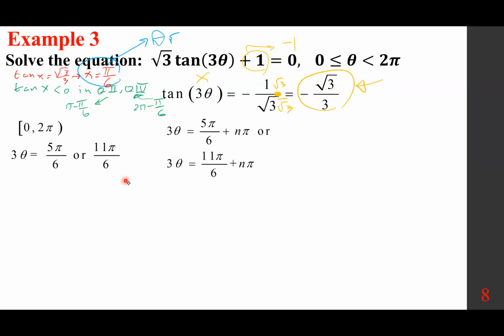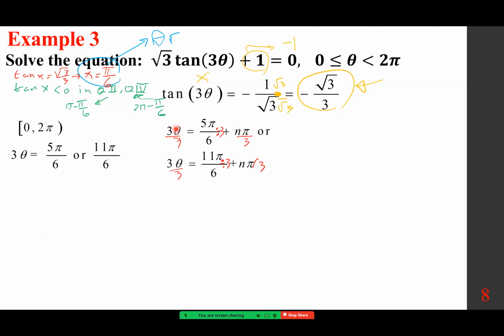Why do we do that? Because we want to find all the solutions from 0 to 2 pi, and we're going to divide both sides by what number? 3. So if I divide by 3, what happens? If I divide this by 3, that means I'm going to divide this one by 3. I'm going to divide this one by 3. Same thing here. I want to make sure everybody understands what happens.